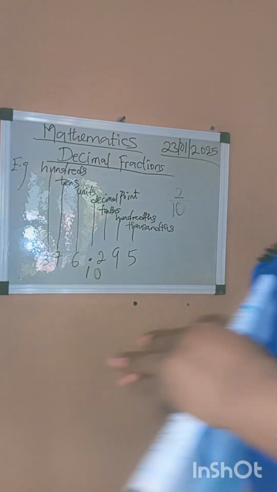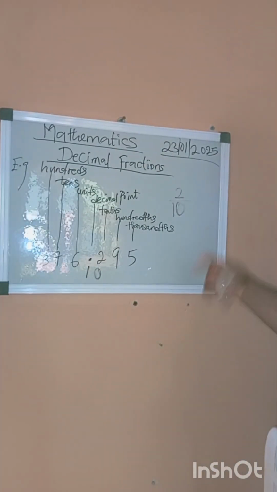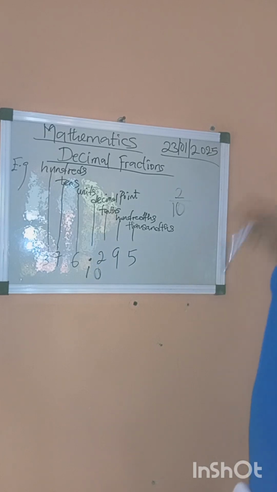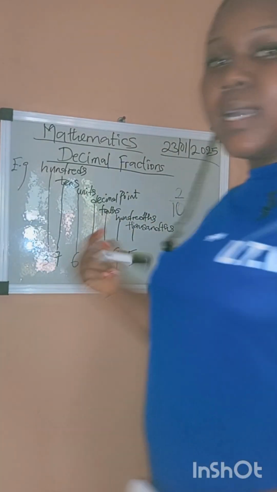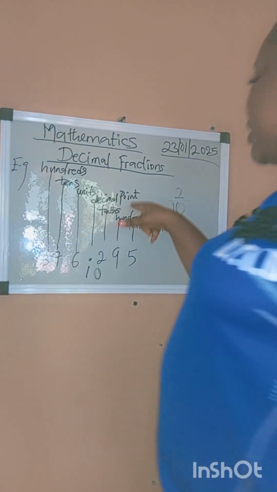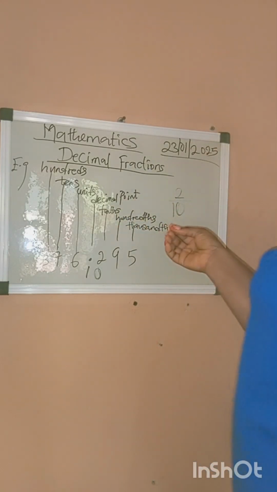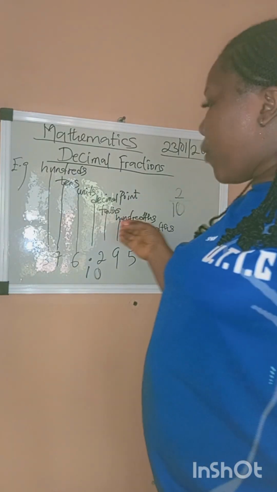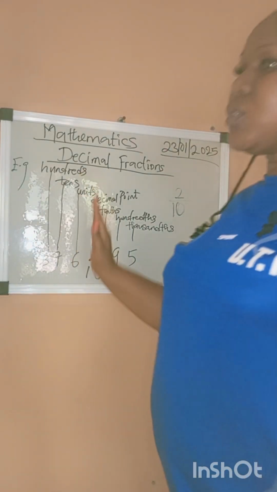I hope you are getting me. It will be 2 all over 10. So this is our answer here, 2 all over 10. I hope you're getting me, guys. Because this one is added THS, it comes after the point. So we use the point to indicate this side, while this one goes with the normal number.